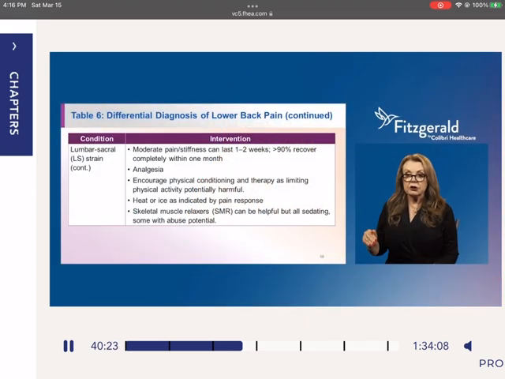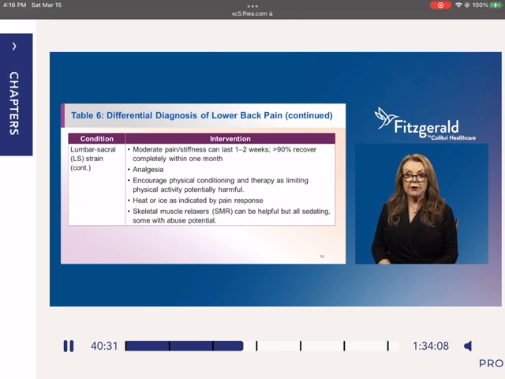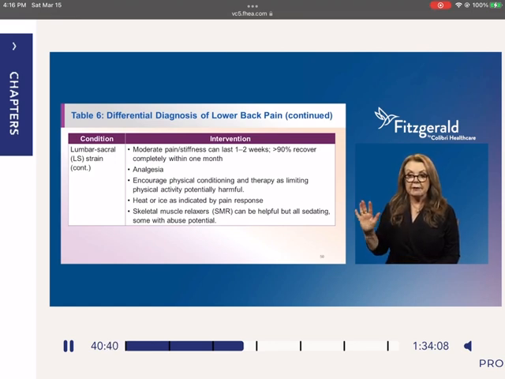Some kind of analgesia, generally NSAIDs or acetaminophen. Try to avoid opioids. Encourage physical conditioning and therapy, because limiting physical activity is potentially harmful and leads to deconditioning. Heat or ice as dictated by pain response.